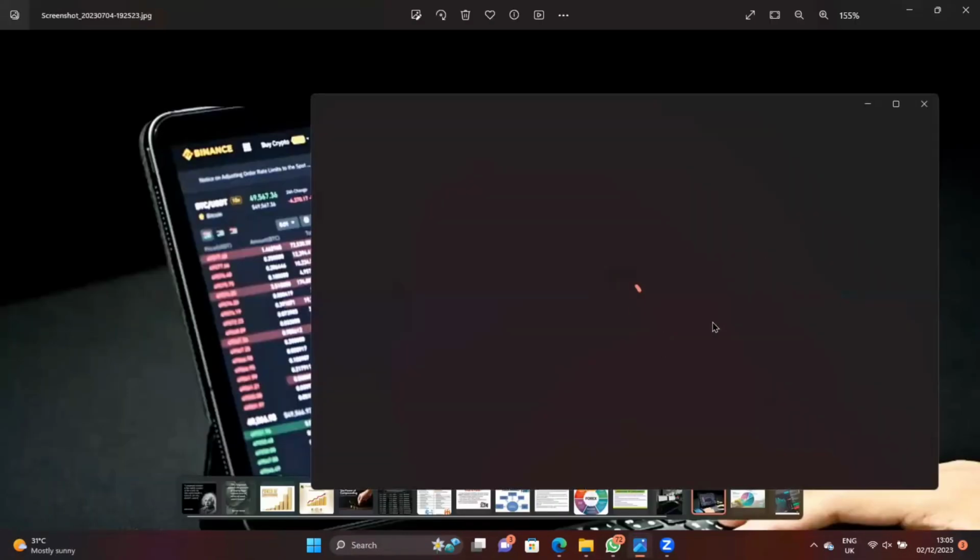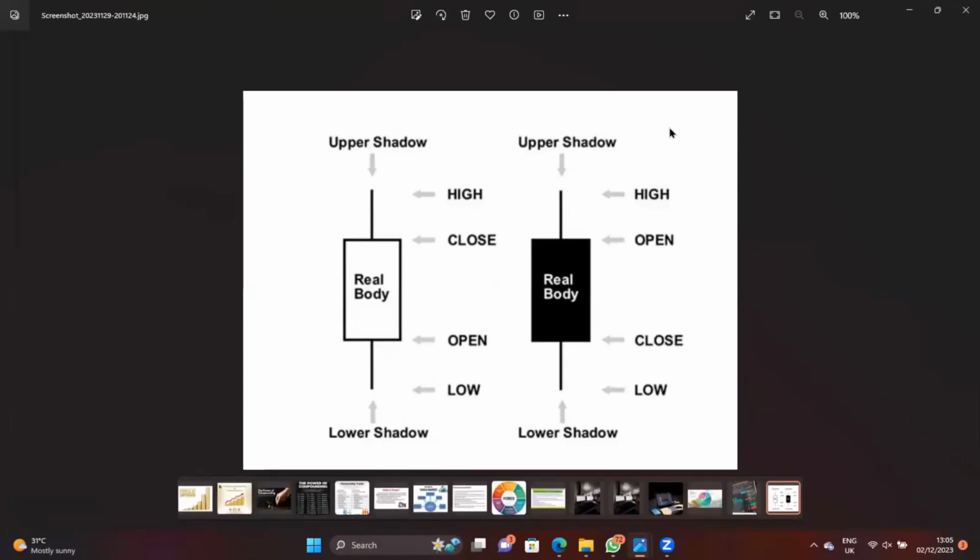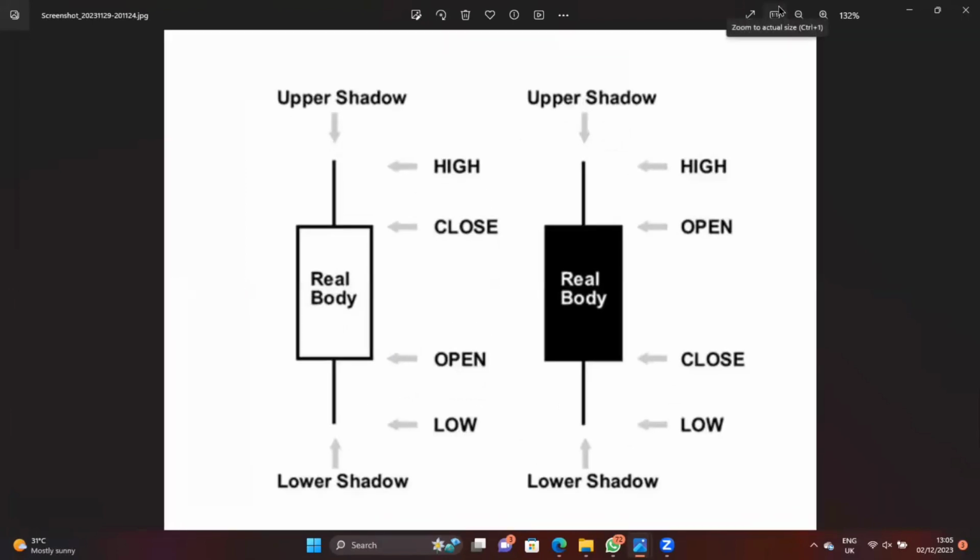So based on our background introduction of candlesticks, is there any question or confusion about candlesticks so far, or should we continue? Now, what you are seeing on your chart is a candlestick.